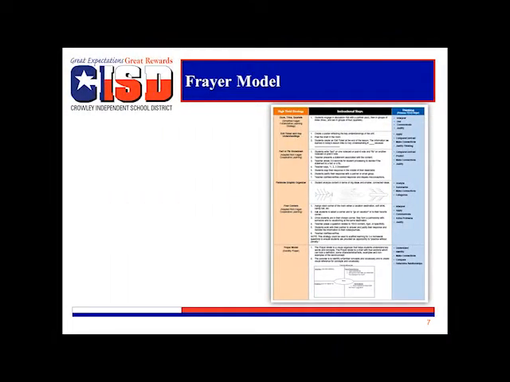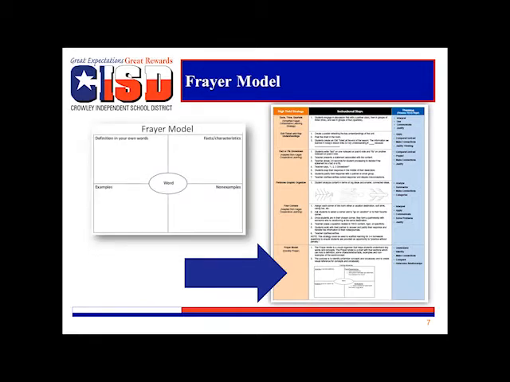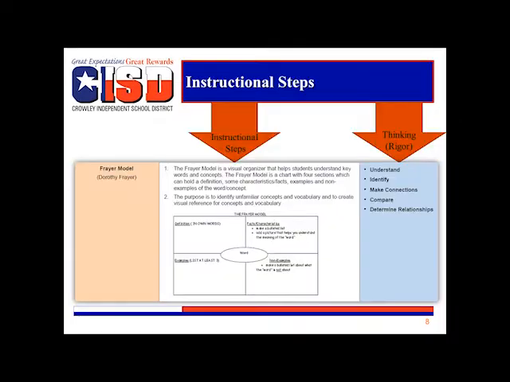The next instructional strategy that will be demonstrated is found on page 3 of the instructional strategies for the PLC menus document. The Frayer model is a graphic organizer that was designed by Dorothy Frayer and her colleagues at the University of Wisconsin to provide for a thorough understanding of new words. Please pause the video at this time to review the instructional steps and thinking required of the Frayer model.